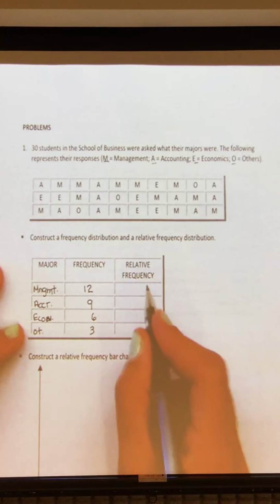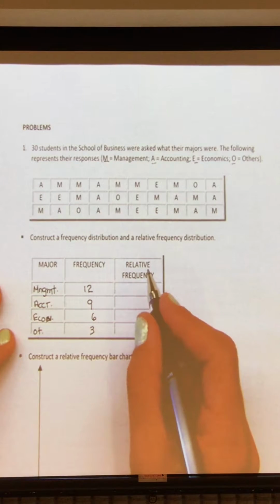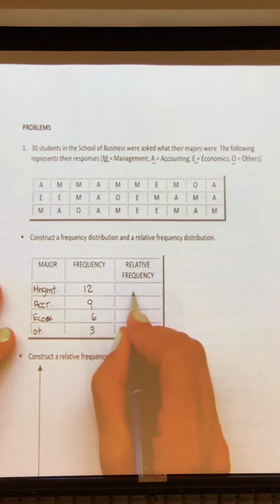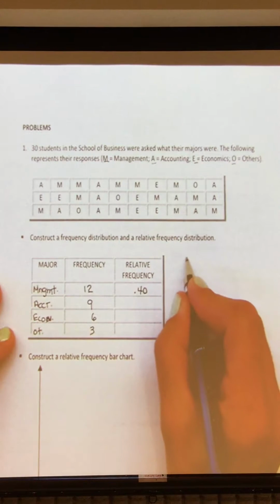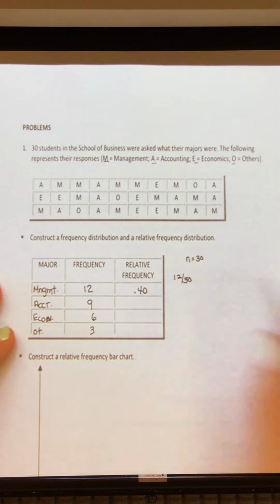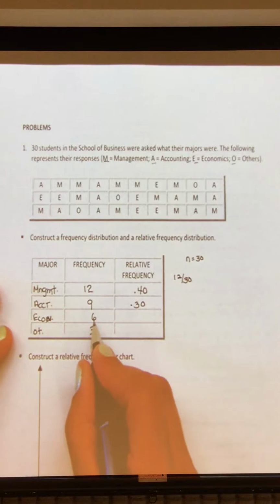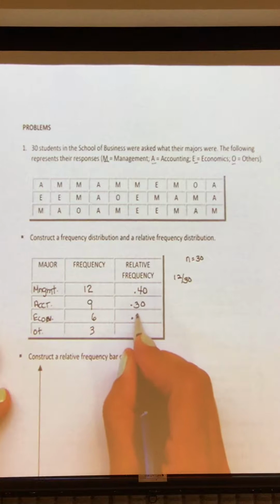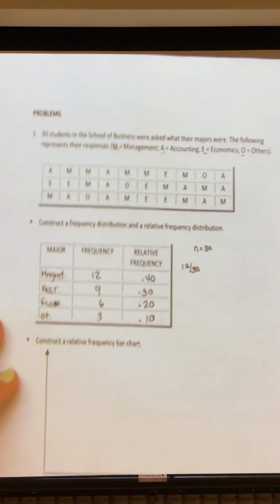So now the relative frequency is the frequency divided by the total. And again, the total is 30. So remember, 12 divided by 30 is equal to 0.40. The next one, you have 9 divided by 30, which is 0.30. 6 divided by 30 is 0.20. And 3 divided by 30 is 0.10. And that is your relative frequency.